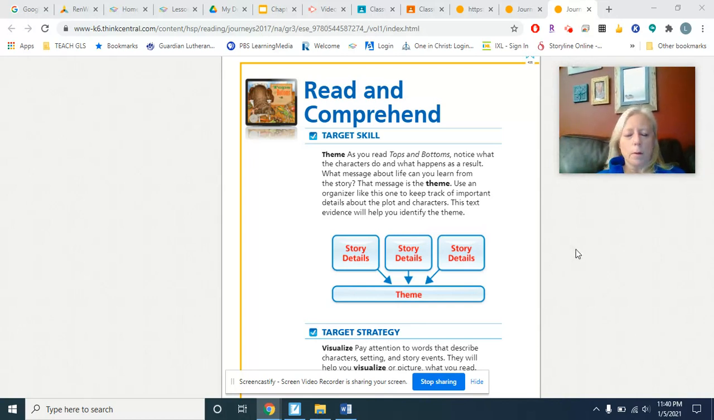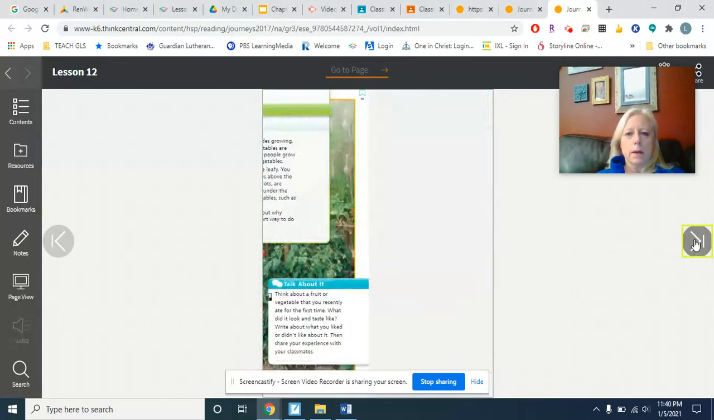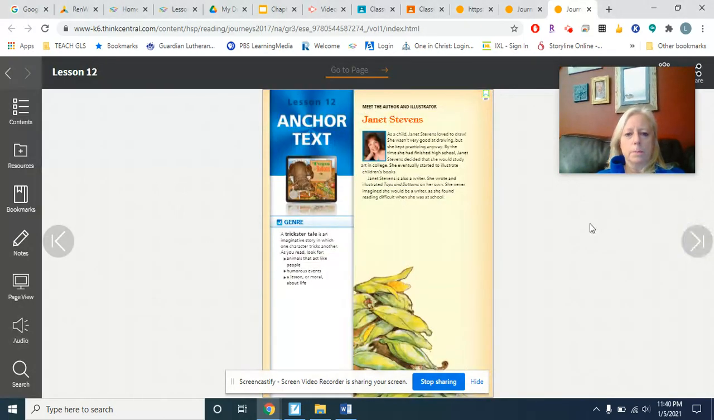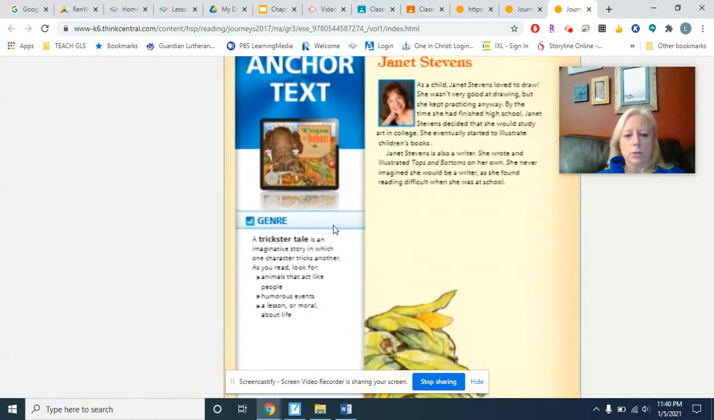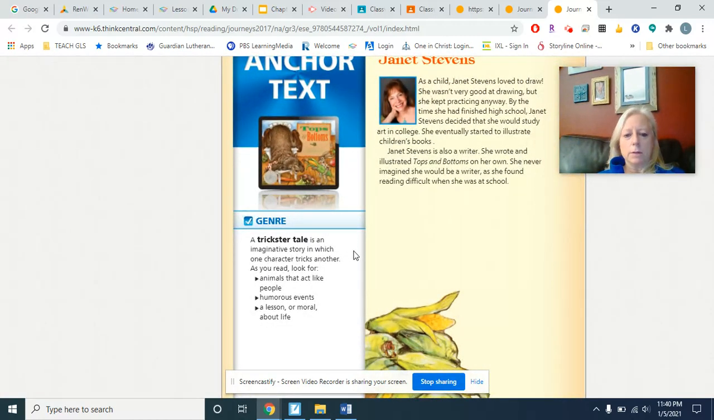Now, the author of this story, Janet Stephens, is also the illustrator of the story. This is a trickster tale. The genre, the trickster tale, is an imaginative story in which one character tricks another. So as you read, you want to look for animals that act like people, humorous events, and a lesson or moral about life. That's why there's a theme to the story. What's the lesson that the author wants you to learn?